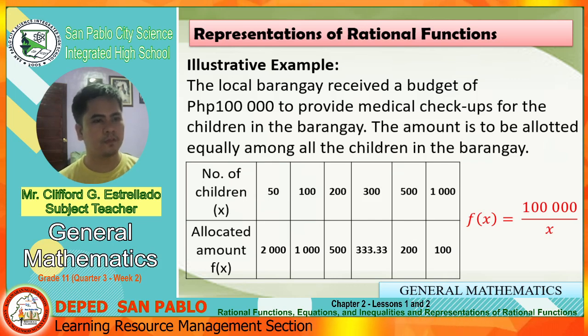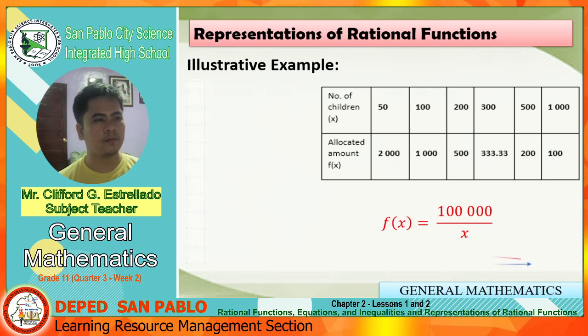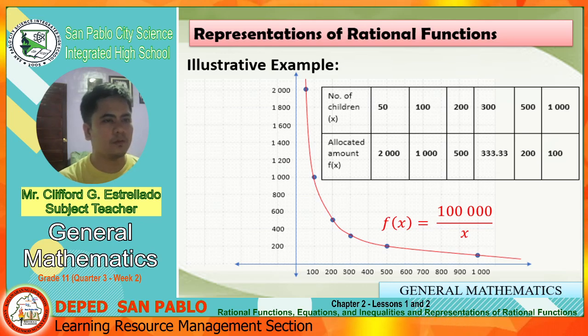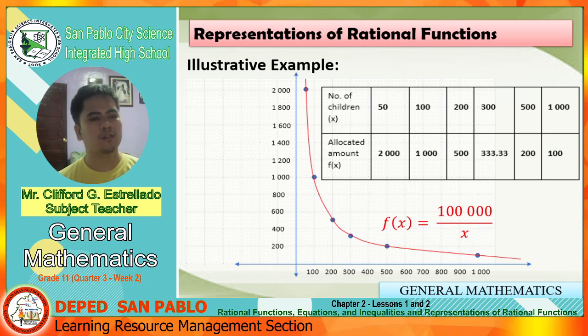Okay? So again, we can represent rational functions by means of an equation, by means of a table of values, and by means of a graph. So if we graph the values on our table of values, we will have this kind of graph. And that is a graph of our rational function. It is a smooth curve.